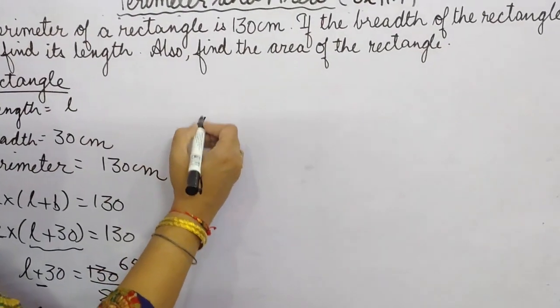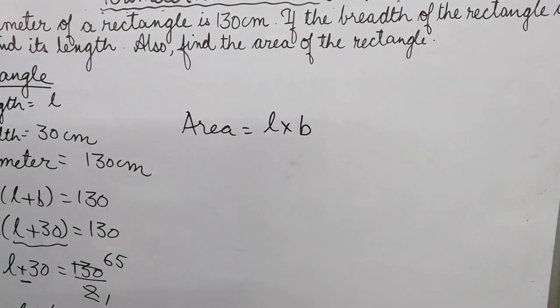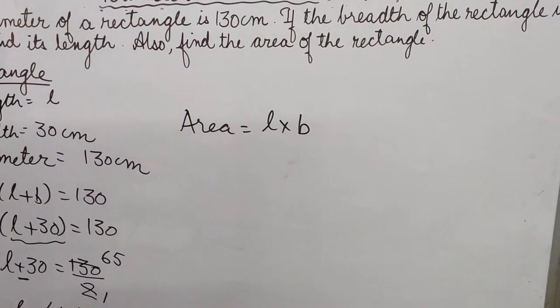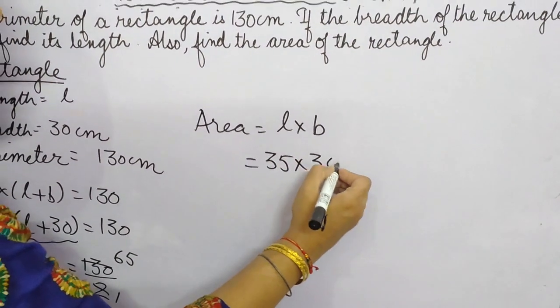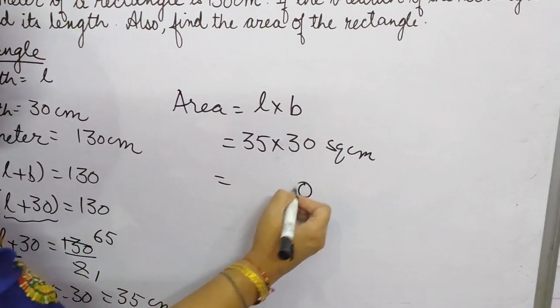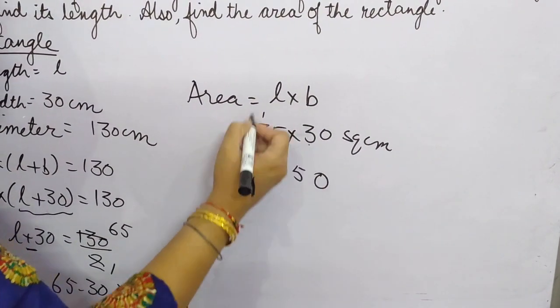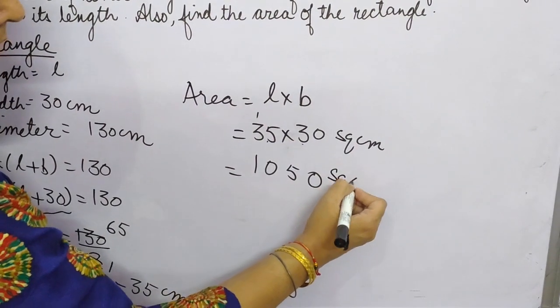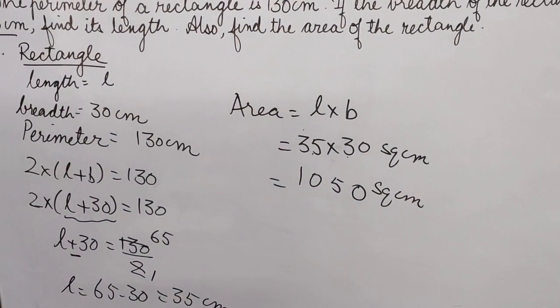Now we are supposed to find out the area of the rectangle, and the formula to calculate the area of a rectangle is length multiply breadth. Length we have calculated, 35. Breadth is given to us, 30 square centimeter. So 1 0 at the back, 3 5s are 15, 3 3s are 9 and 1 is 10. So the area comes out to be 1050 square centimeter.